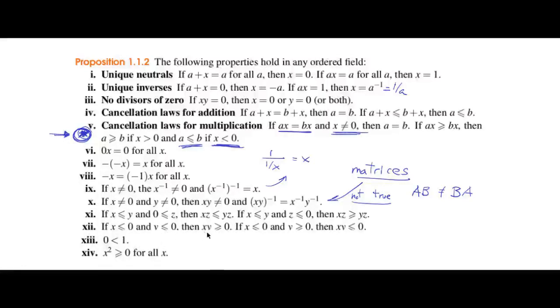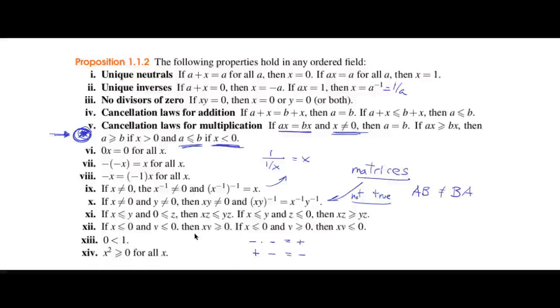And then if x is smaller or equal than 0 and y is smaller or equal than 0, then the product will be positive, or 0. And then if x is smaller or equal than 0 and y is greater or equal than 0, then x times y is smaller or equal than 0. So that's it. This is just what you know. If you multiply two negative numbers, you have a positive number, and if you multiply a positive by a negative, you will have a negative number.